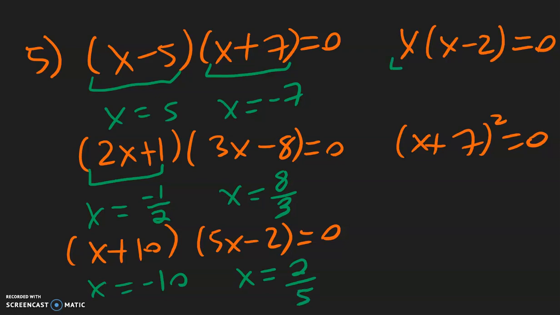Here, for this first one, it tells you that x is equal to 0. And then here, x equals, move the negative 2, so that's a positive 2. And for this one, when it's written as x plus 7 squared, that means we have 2 x plus 7s. So move the 7 over, that becomes a negative 7. So the answer for both of them is negative 7.